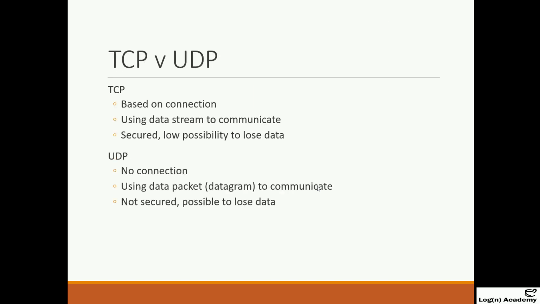Okay, so TCP is connection based. We need a stable connection. So both the devices are connected. They are constantly connected to communicate with each other, using data streams to communicate. It is secure, with low possibility to lose data. In UDP, we don't have any connection. It uses data packets, which are datagrams, to communicate. So we do not need any stable connection. UDP packets can be sent without having a stable connection. Not secure, possible to lose data.